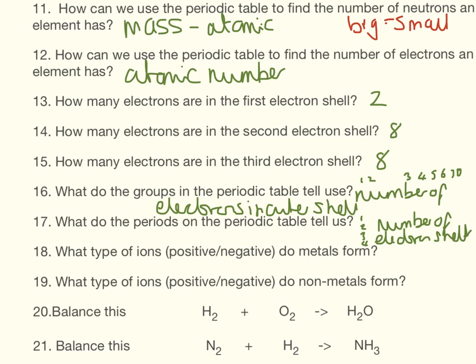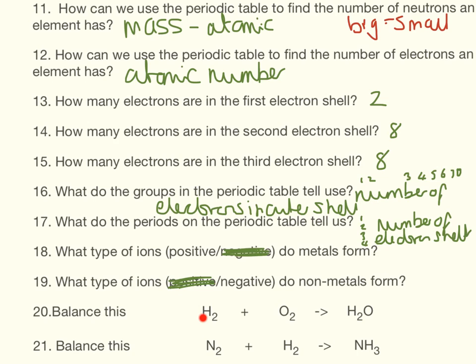What type of ions, positive or negative, do metals form? They form positive ions, and non-metals form negative ions. Now, balancing equations is quite complicated. It'll only come up on the higher tier.